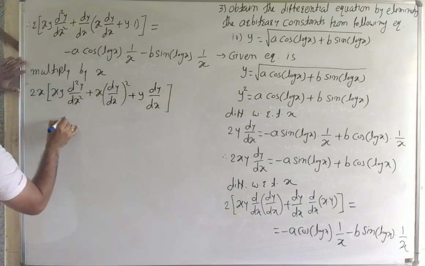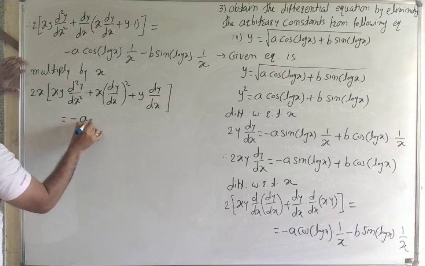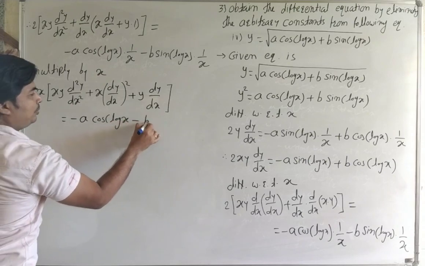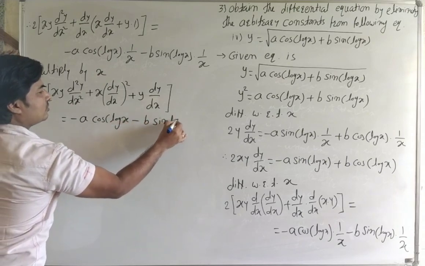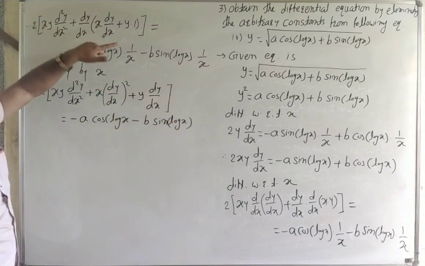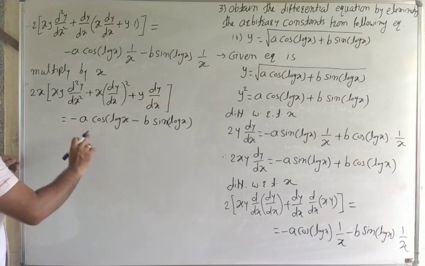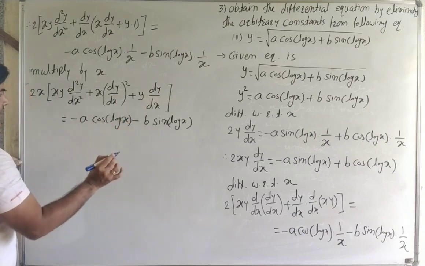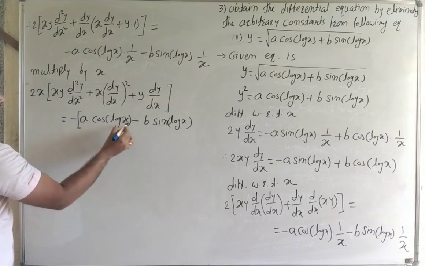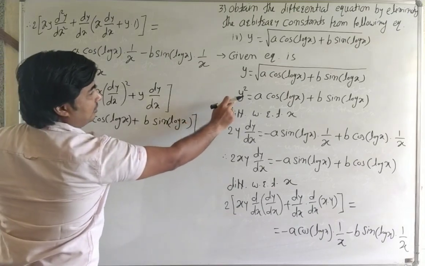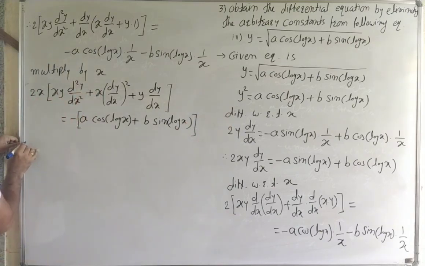And this RHS becomes minus a cos of log x and minus b sine of log x. See carefully, when we multiply by x, this x and this x get cancelled, and the remaining term is a cos of log x minus b sin of log x. We take the minus common in this, then it is written like this, and here it is our y square. Okay.